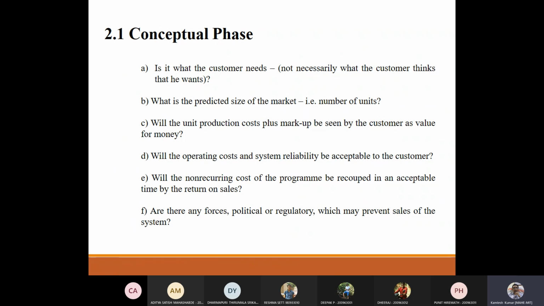One time investment is fine for purchasing, but if you see the AMC cost, the staff related cost, those are running cost, correct? So after 10 years, is that cost feasible or not? That is also important. You have to look at this when you are looking at design. So under the conceptual phase itself, we should think about all this. Then will the operating cost and system reliability be acceptable to the customer or not?